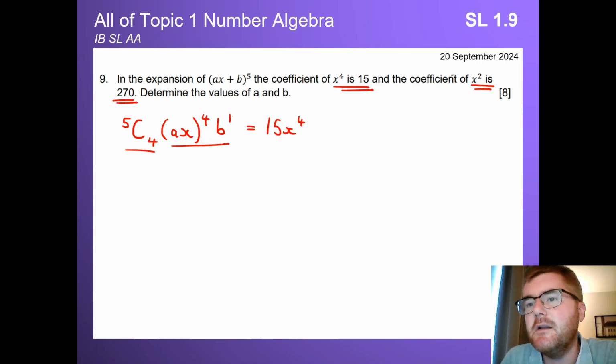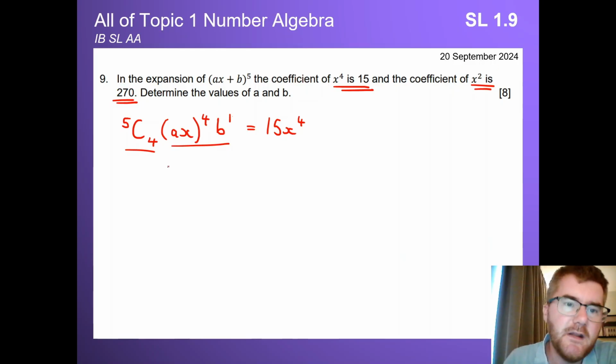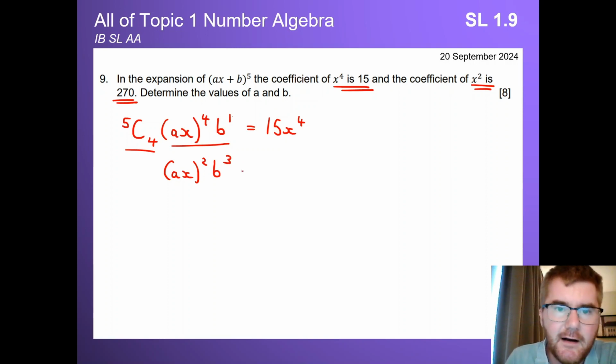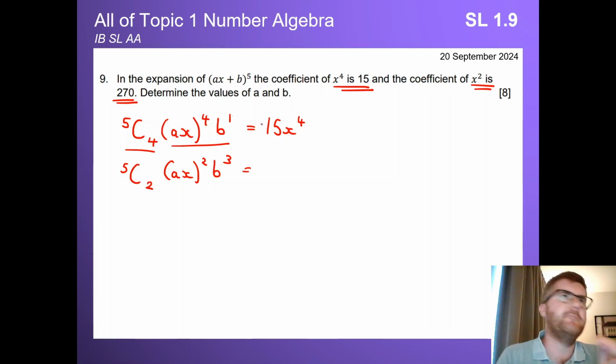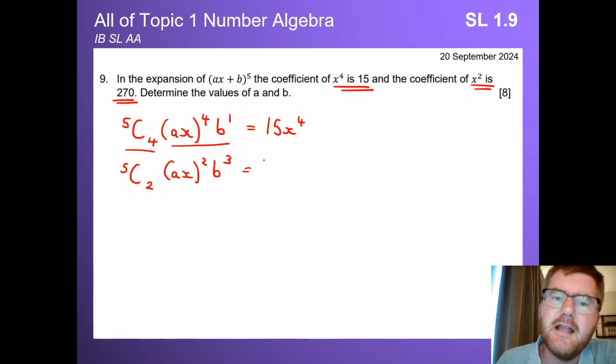And we do a very similar process here with x squared. So we want an (ax) all squared. That means the power of b needs to be 3, because 2 plus 3 is 5. And then what binomial coefficient? Well, we start with 5, and we have a 2 here, so we want 5C2. Again, the symmetry of Pascal's triangle means you could take 5C3 and 5C1, but we try and keep it very straightforward. And that means we get 270x to the power of 2.